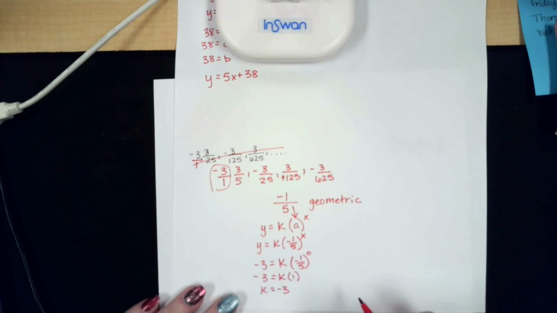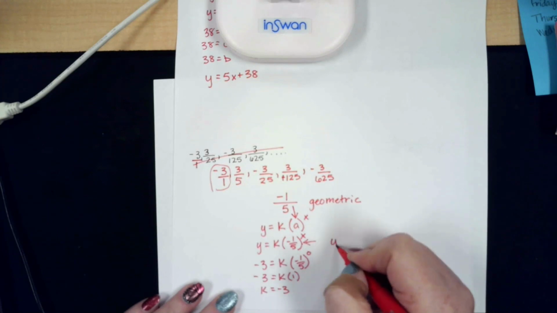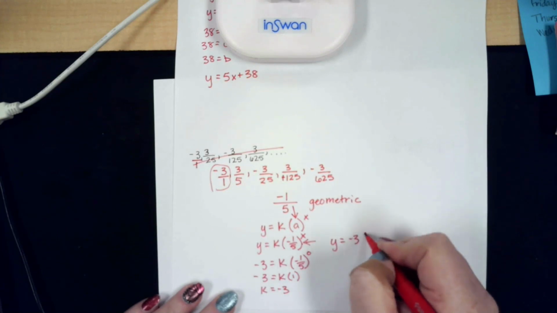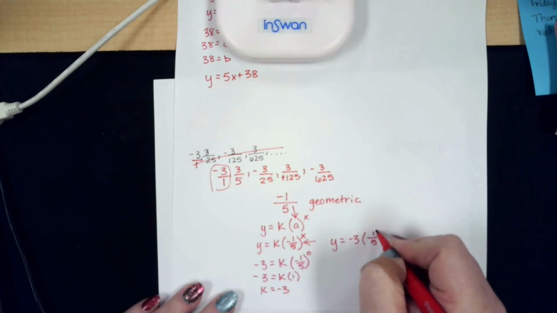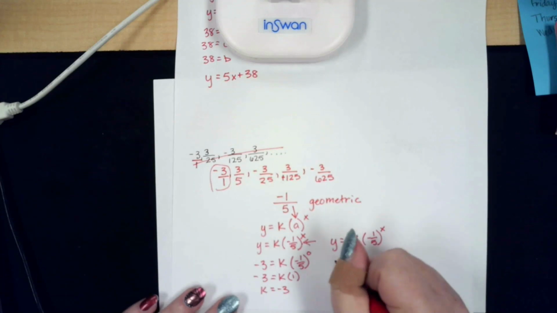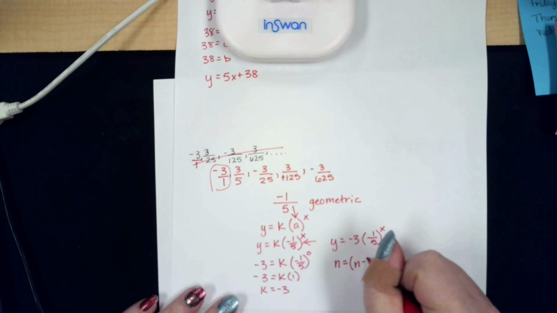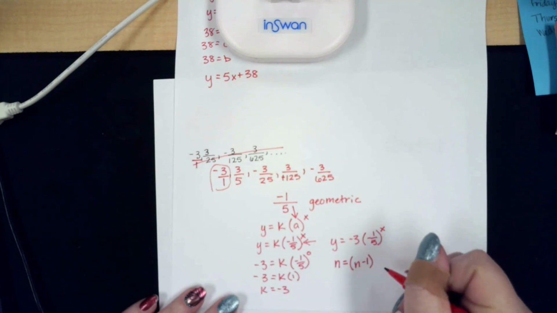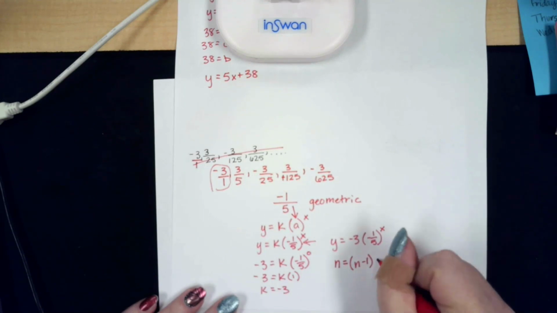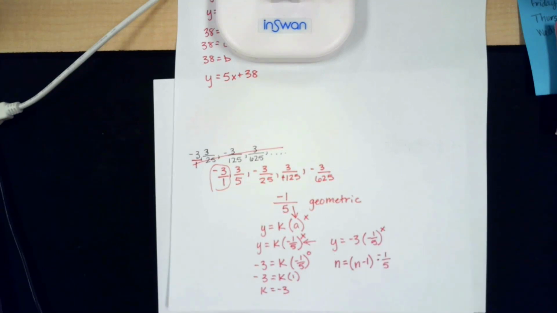So we're just going to go ahead and plug that back in to this formula right here that we already started. We're going to get y equals negative 3 times negative 1/5 to the x power. Now, if I'm doing my recursive formula, what happens? If I'm looking for the next term, I need to take the term before it, and I just need to multiply by that negative 1/5. And now I'm done.